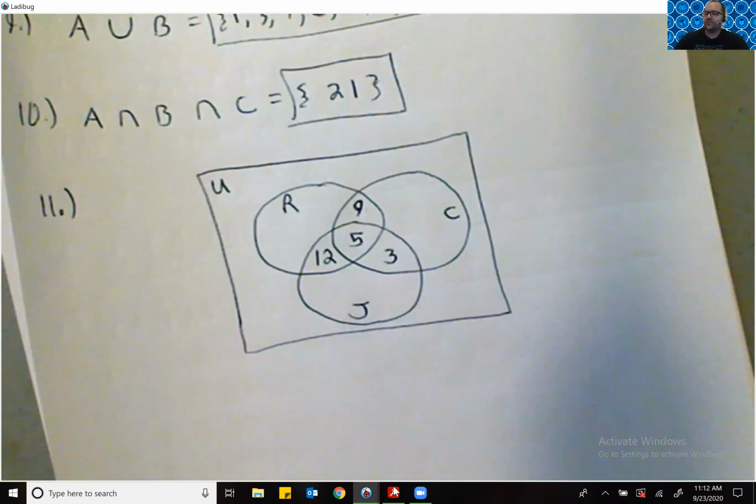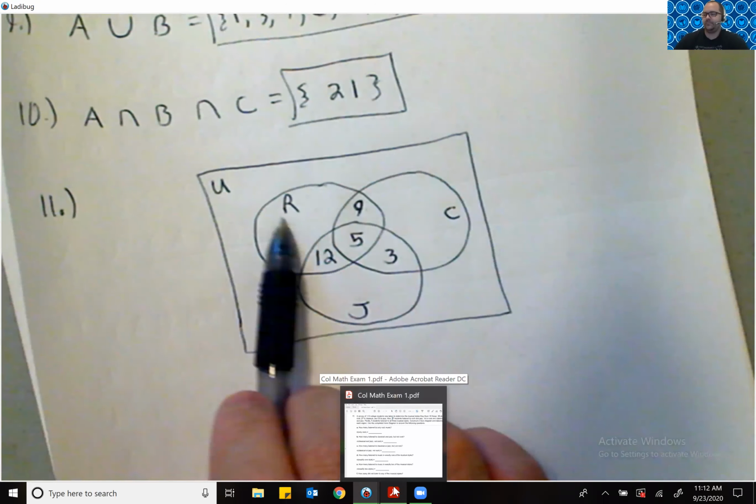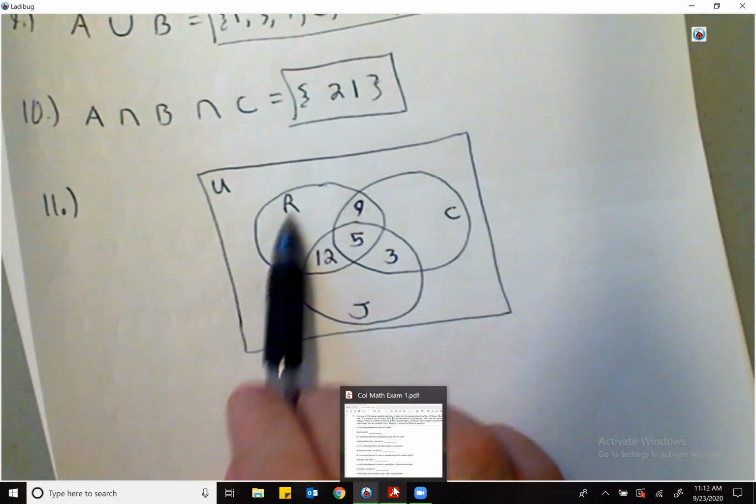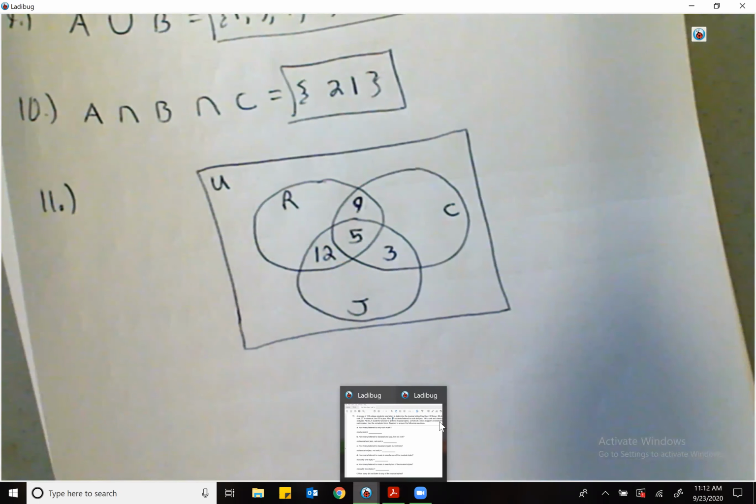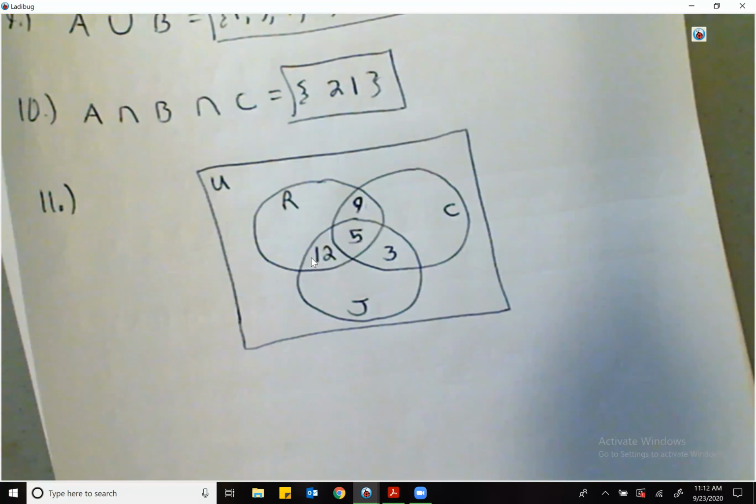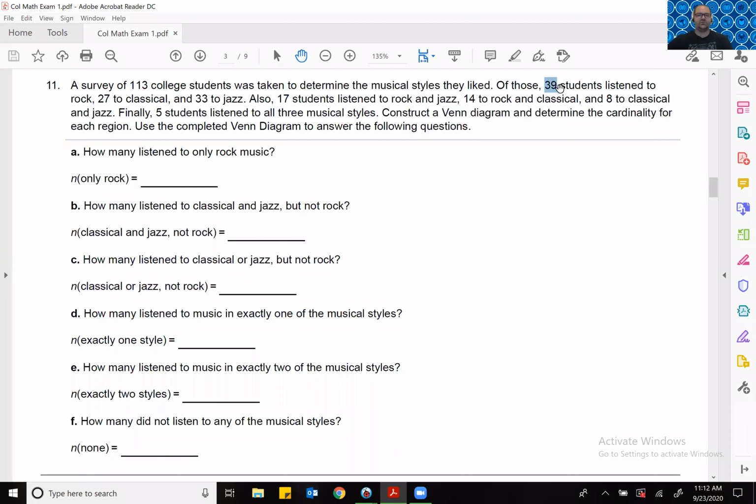So what students are we concerned with right here? The students that listen to rock, but you have to subtract 9, 12, and 5. You got it. So we're going to find the students that listen to rock, but we have to subtract that number by 12, 5, and 9 because we've already taken care of them. So if we come back out here, 39 students listen to rock. But we need to go to our calculator and take 39 minus 12 minus 5 minus 9. How many students listen to rock?